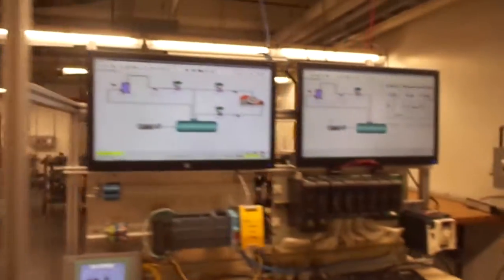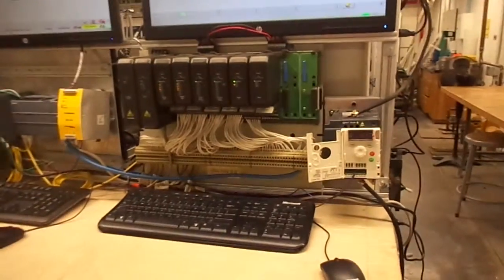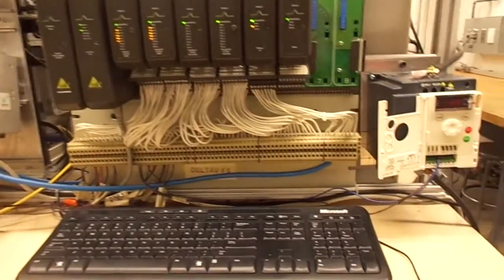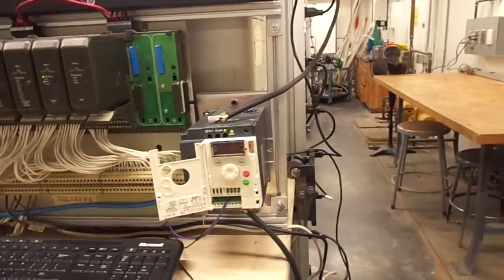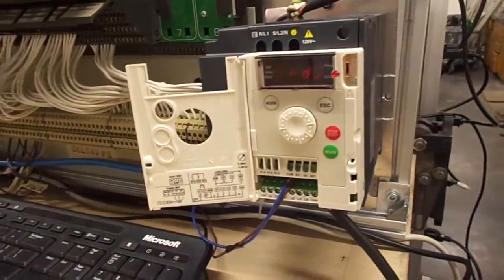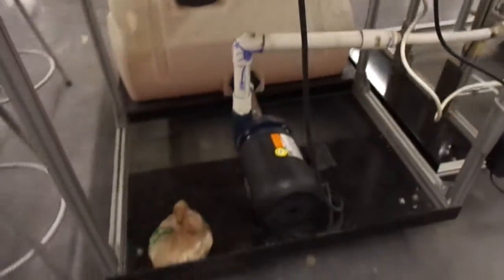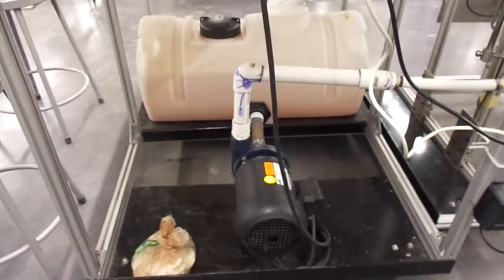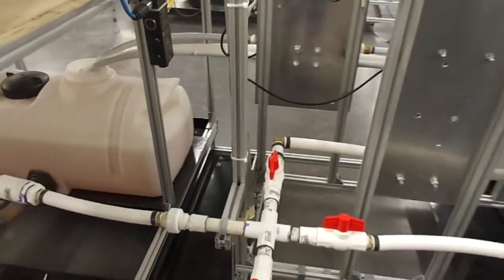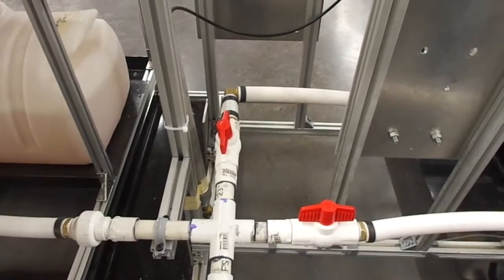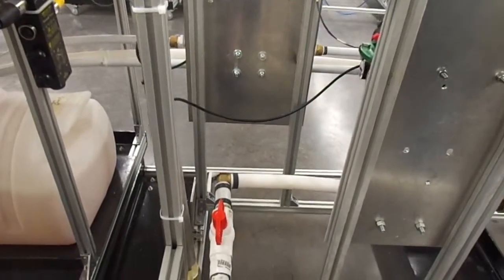Coming down here, we have multiple instruments. Here's the Delta V control unit and a Schneider VFD to run the first pump. Down we have a 3 horsepower pump controlling the flow. The flow splits, as you can see, using a 1-inch pipe. It goes to the generation station and directs to the first tank.